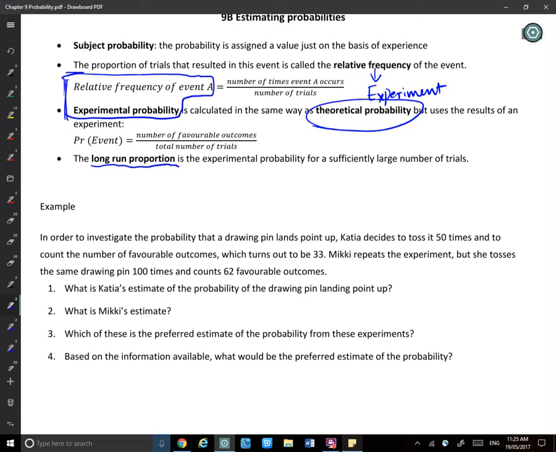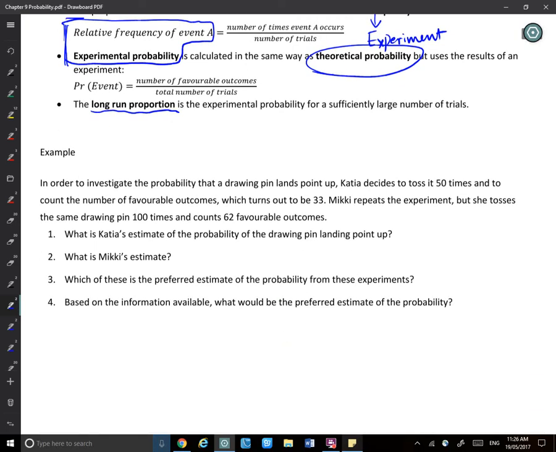Which means if you do a sufficiently large number of trials, you just keep doing this experiment, 10,000 times, a million times, finally your experimental probability will approach your theoretical probability. When n is large enough, let's say 1,000 or a million, then your theoretical probability and experimental probability should be approximately the same. It will be approaching that. The theoretical probability is the long-run experimental probability.